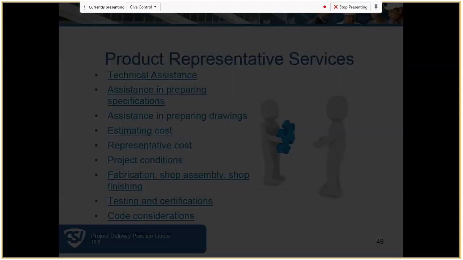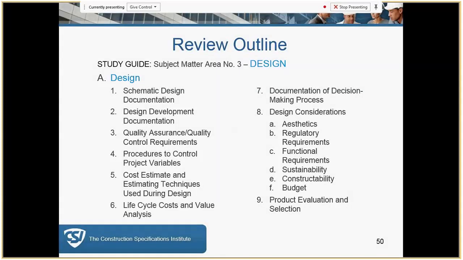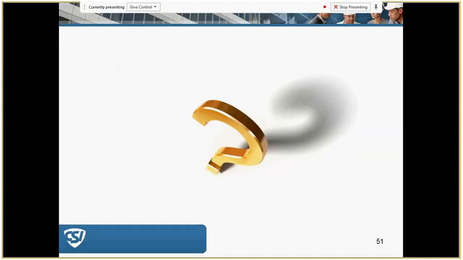And then we've got our review outline. So we talked about design, and this just lists everything that we've discussed today. That's it. And do we have any questions?